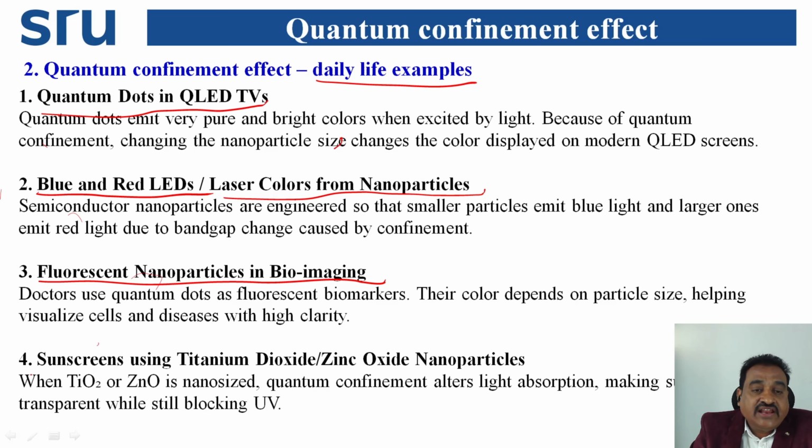So another daily life example, sunscreens using titanium dioxide and zinc oxide nanoparticles. When titanium oxide and zinc oxide are nano-sized, the quantum confinement effect alters light absorption, making sunscreen transparent while still blocking ultraviolet rays.